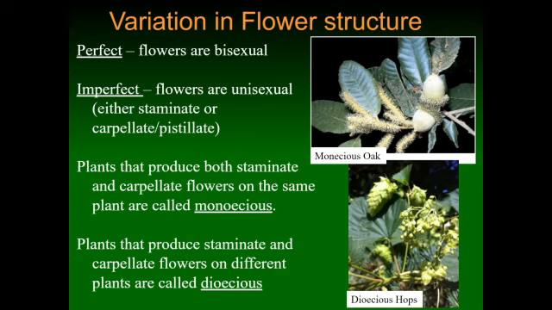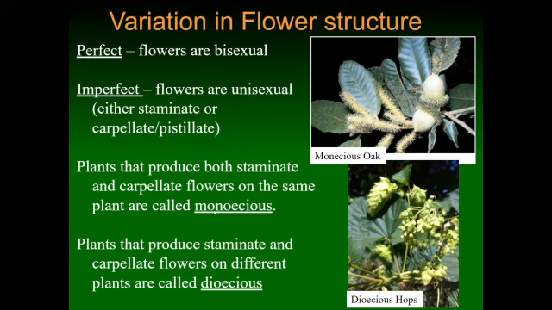So here we've got an oak tree. These are the catkins right here. These are the male flowers, and over here, these are basically the products from the female flowers that you may recognize as acorns. So these are imperfect. They're either going to be staminate, male, or carpellate, pistillate.